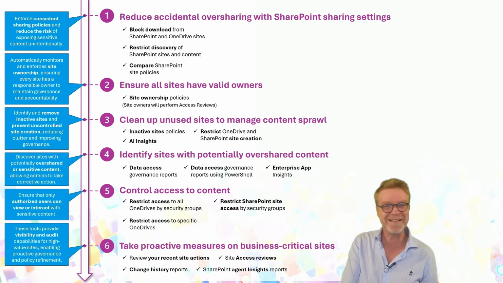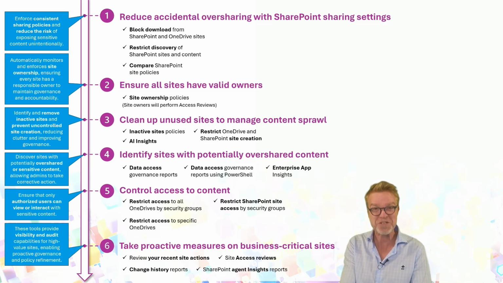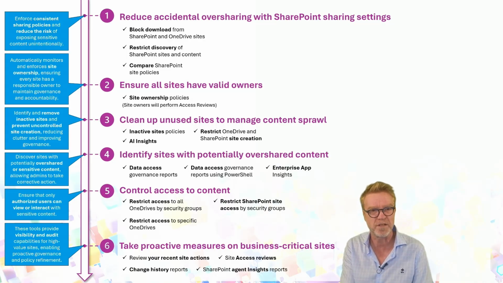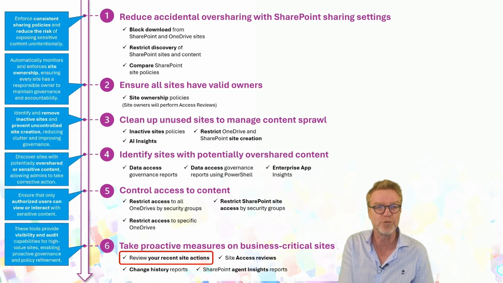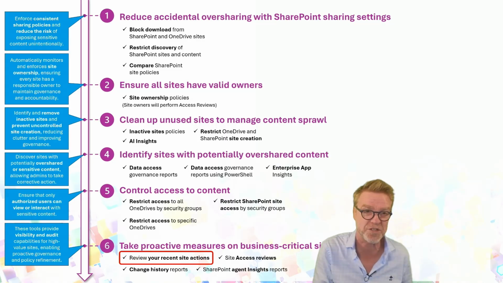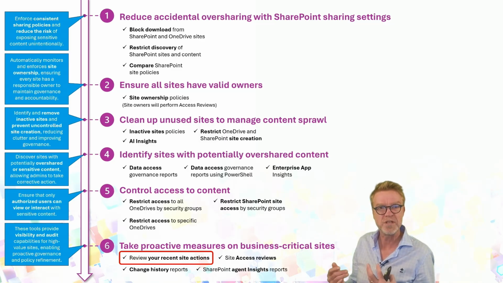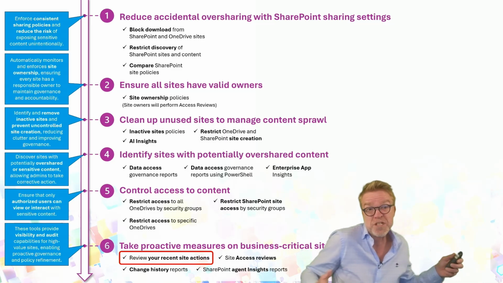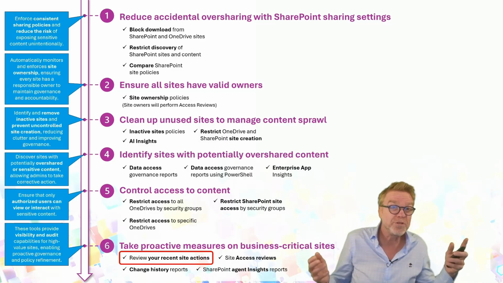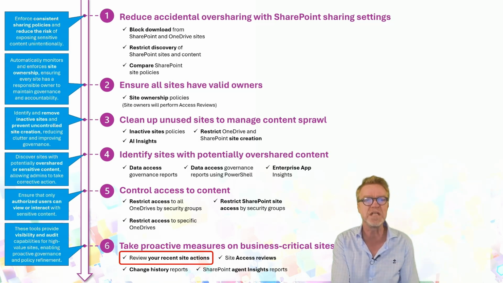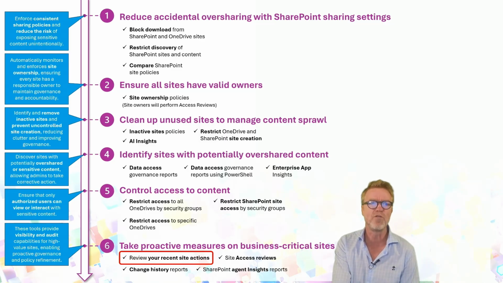And the last one is taking proactive measures on business critical sites. Of course, business critical sites are these sites that are containing the most sensitive information. And one of the things that you will want to do is, for instance, to review your recent site actions. And that's actually a feature I will demonstrate. It's an easy one. It's about you as an administrator showing your recent site actions, because if you're managing SharePoint, at some point in time you might lose overview of what you changed lately, and it helps you to get this overview.